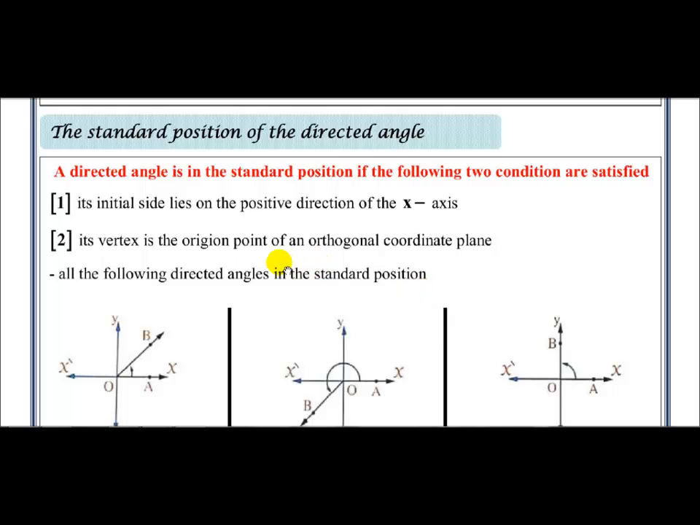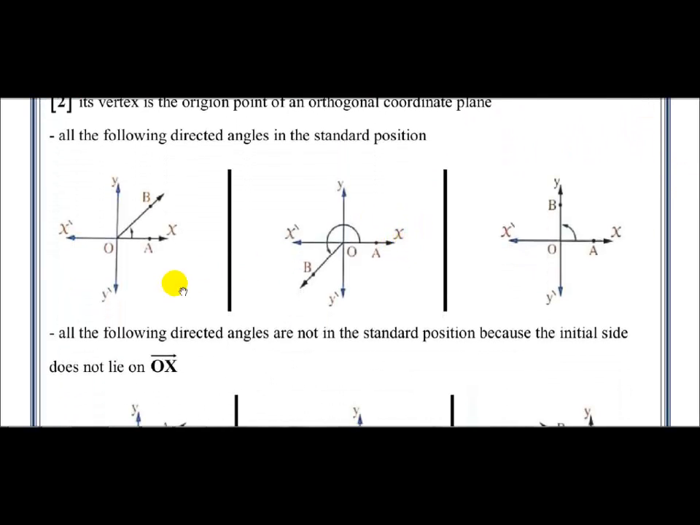Trigonometry Lesson 1, Directed Angle Part 2: the standard position of the directed angle. Each directed angle has a standard position if my angle satisfies two conditions. What are my two conditions? Look at this angle. What is the initial side? OA. My initial side lies on the positive direction of the x-axis.